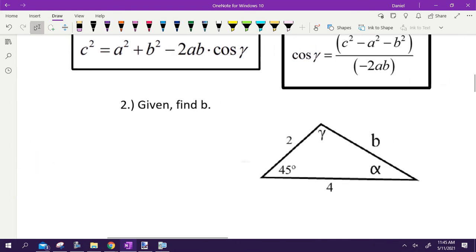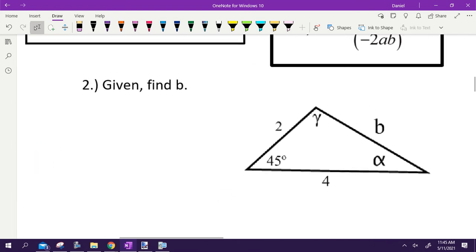On number 2, given this triangle, we are trying to find B. So this is B right here. Do I have a power couple? That's always what I'm looking for first. If I have a power couple, I'm going to use it. But I've got B, but I don't know 45. And I know 2, but I don't know alpha. And I don't know gamma, but I know 4. I don't have a power couple. None of those do I know both of them.